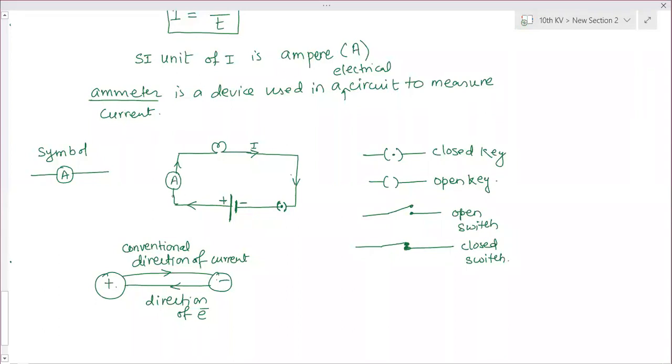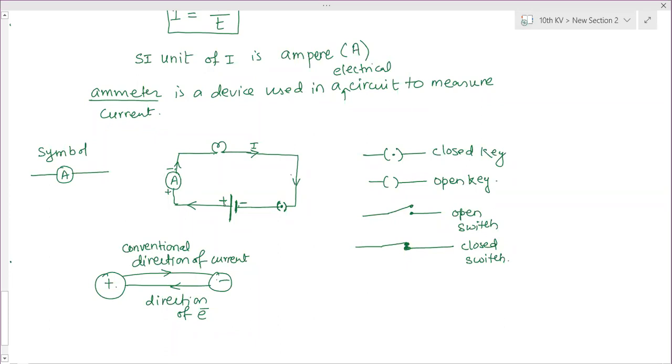This is positive, so the positive wire will come to the positive terminal of the ammeter, and the negative terminal will move through the negative terminal of the battery through the different devices. So the negative terminal is connected to the bulb here. From the bulb, the second connection has been taken to the key. From the key, the second connection has been taken to the minus terminal, the negative terminal.